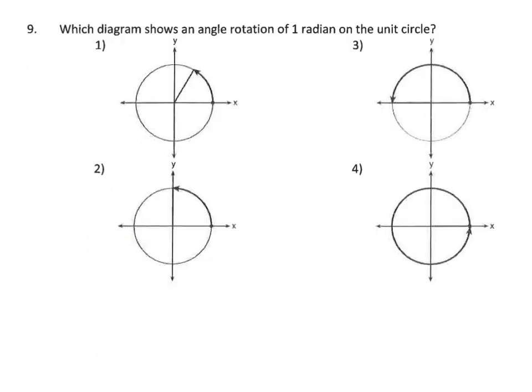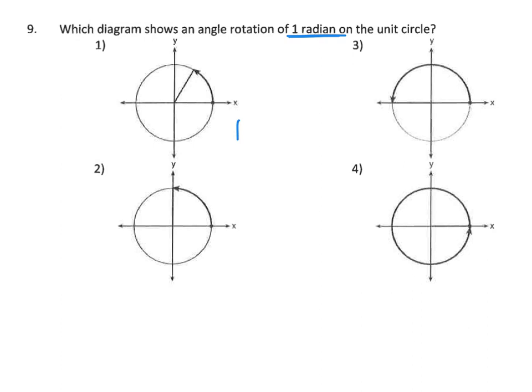Okay, number 9, which diagram shows an angle rotation of 1 radian on the unit circle? All right, well, first of all, when we work our way around the unit circle, we usually do it in terms of degrees, right? From here to here would be 90 degrees, and this brings us to 180, 270, and all the way back around to 360. So the first thing we're going to want to do is take this radian and convert it to degrees. So we have 1 radian.